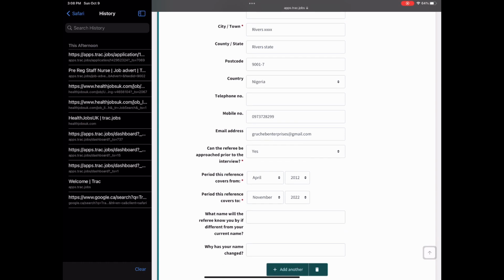So that is that for that. The address, like I said, it's not so important. And the postcode, some people end up putting +234. +234 is your country code.